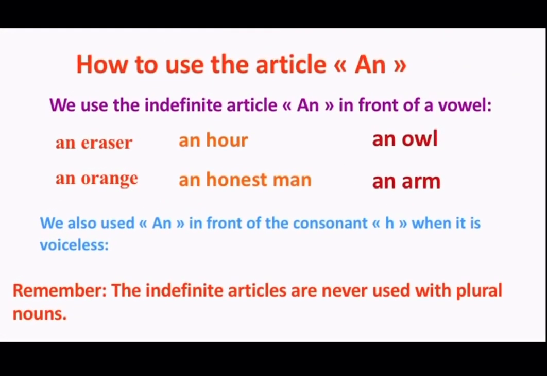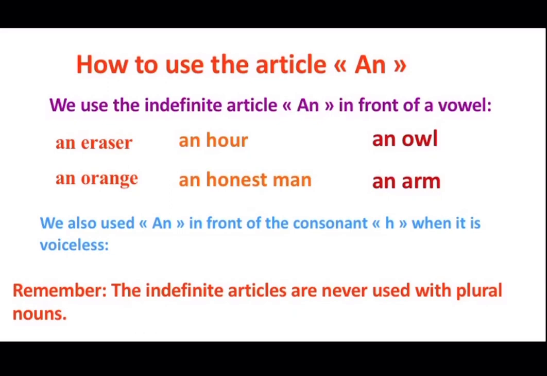Children, now we will discuss the use of the article an. We use the indefinite article an in front of a vowel. For example, an eraser, an orange. Here you can see E and O are vowels. An hour, an honest man.